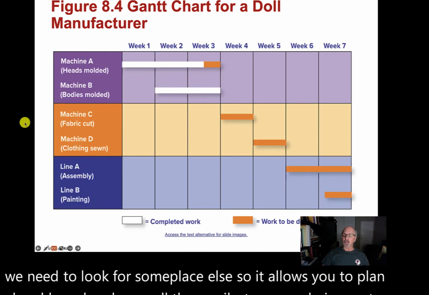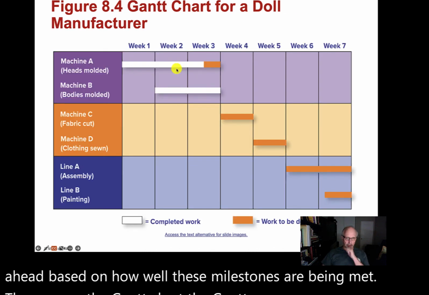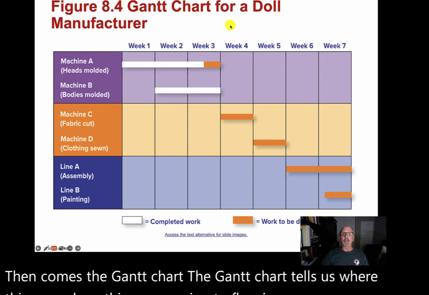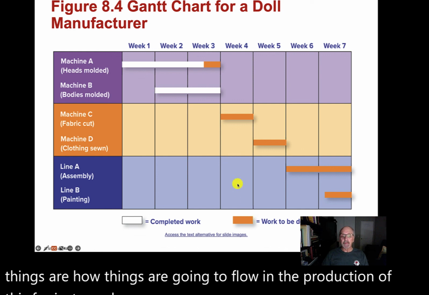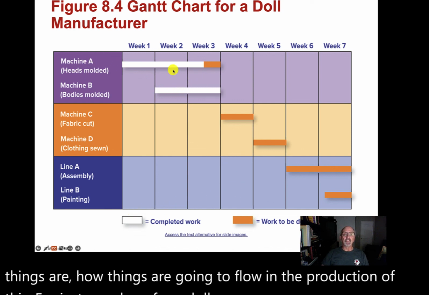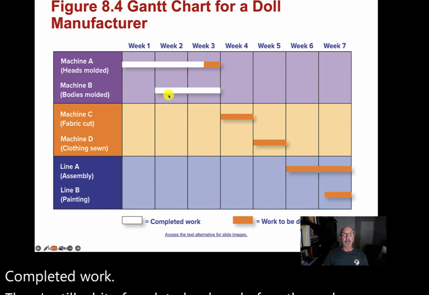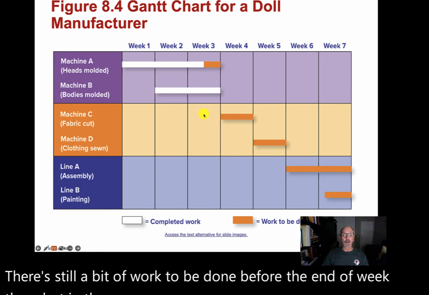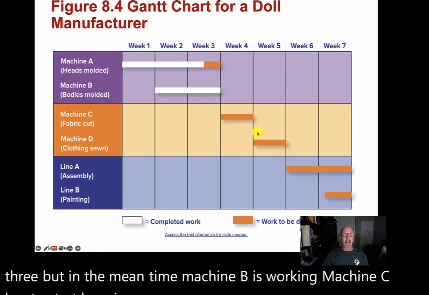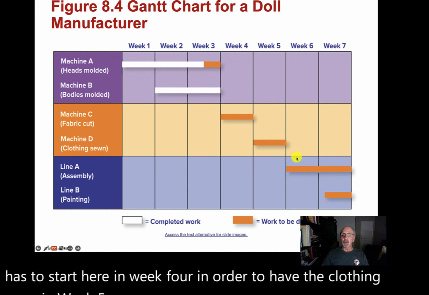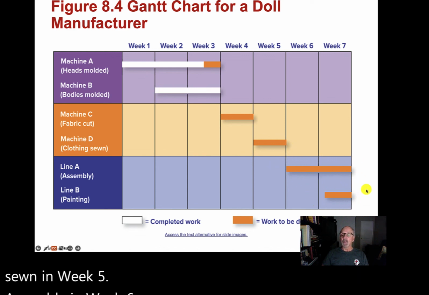Then comes the Gantt chart. The Gantt chart tells us how things are going to flow in the production of this, for instance, here for a doll. So machine A, heads molded, completed work. There's still a bit of work to be done before the end of week 3, but in the meantime, machine B is working. Machine C has to start here in week 4 in order to have the clothing sewn in week 5, assembly in week 6, and week 7 we're all ready to go.